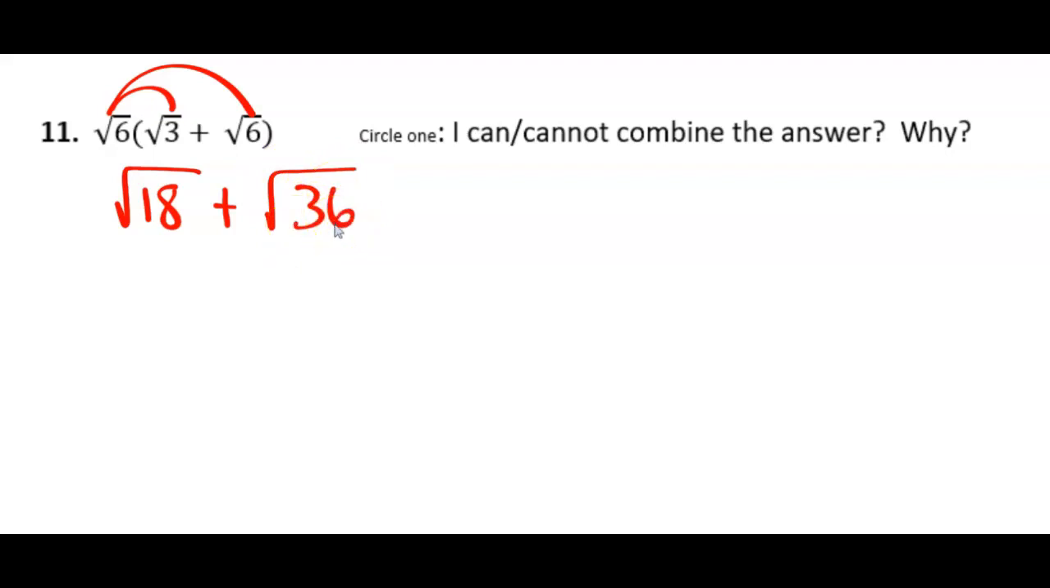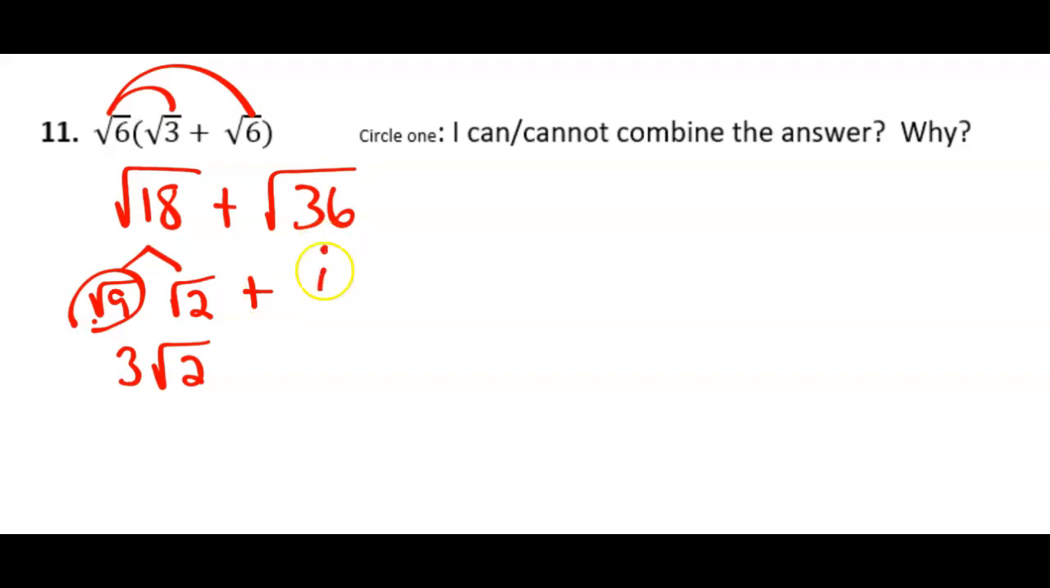Fantastic. Well, the square root of 18, if I use my perfect square method, I can't divide it by 4. I could divide it by 9 times 2. 9 times 2 is 18. So this is going to be 3 times the square root of 2 because the perfect square of 9 is equal to 3. Okay. And now this, well, this is a perfect square. That's equal to 6, right? Sure.